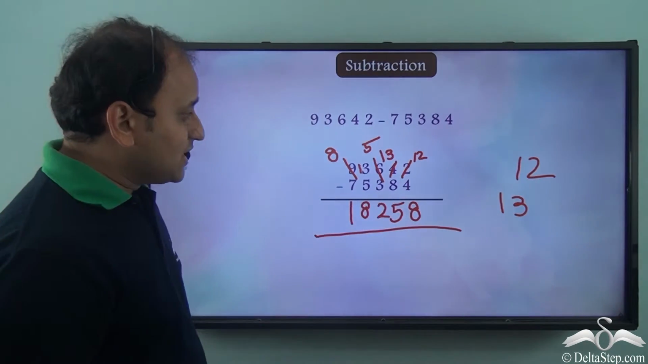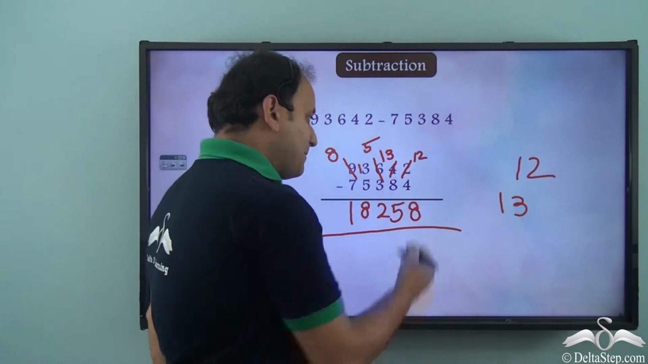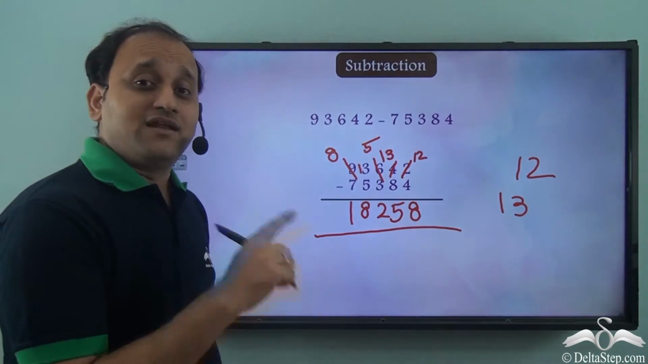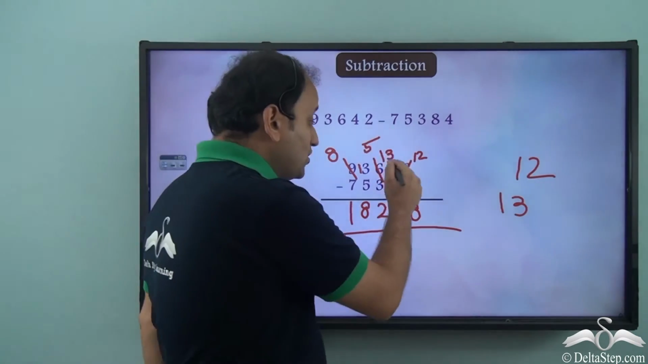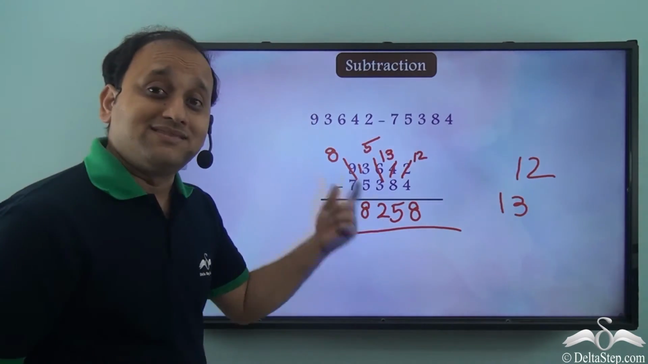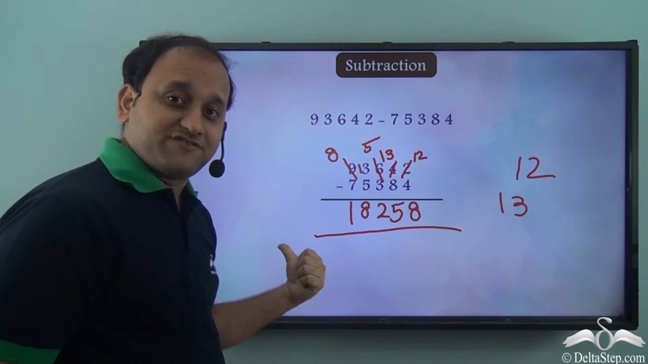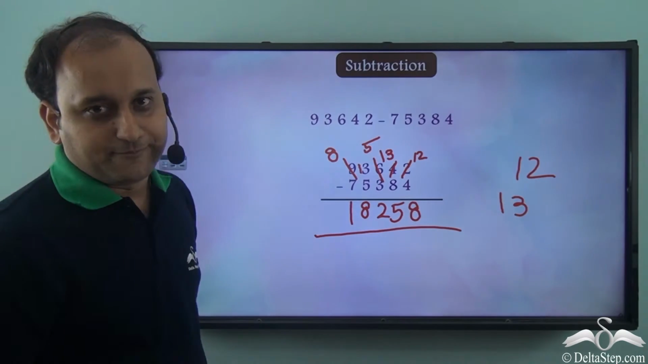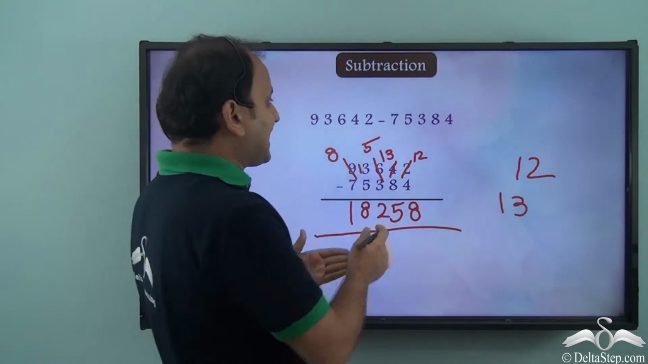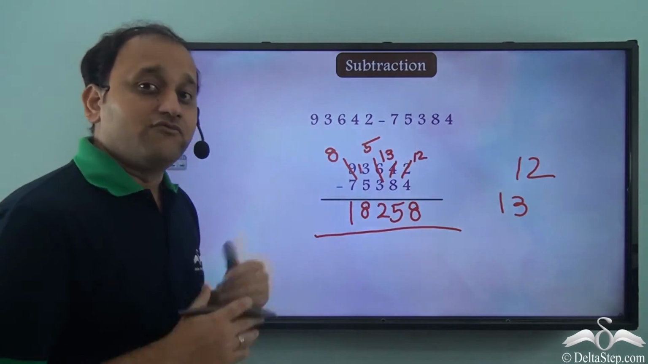So what happens is, when the number at the top is smaller than the number below, then it borrows 1 from the number to its left, and then the subtraction carries on accordingly. And this is how you would subtract two 5-digit numbers with borrow.